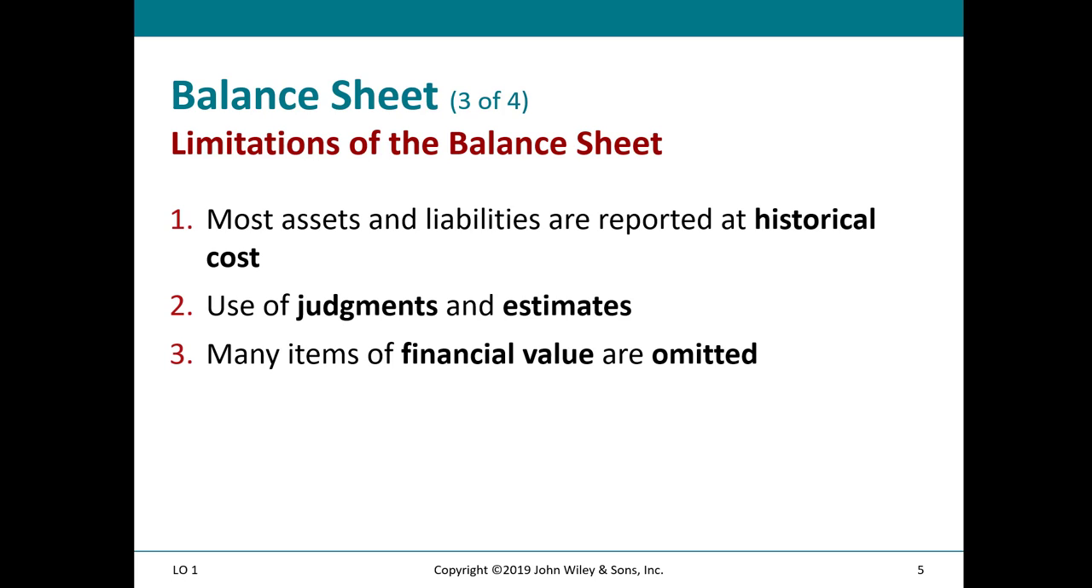The balance sheet uses judgments and estimates. So, for example, we're going to estimate bad debt expense, estimate the useful life of our assets, and also estimate warranty expense. Also, many items of financial value are omitted. Companies can do off-balance sheet financing as well as leasing, which would not occur on the balance sheet.